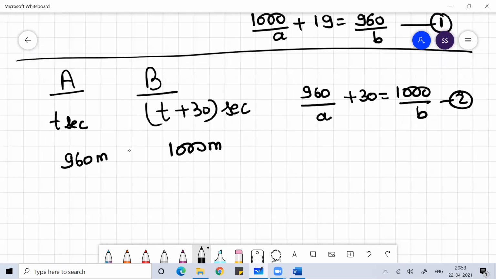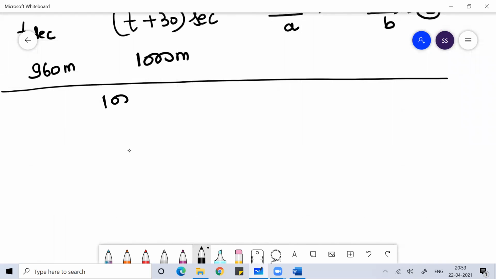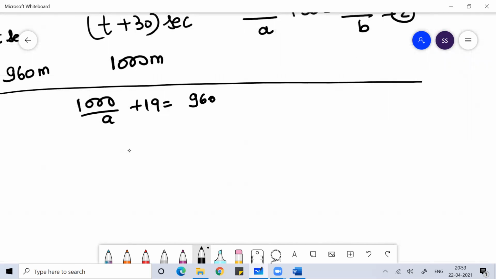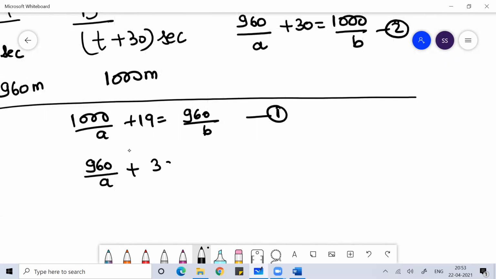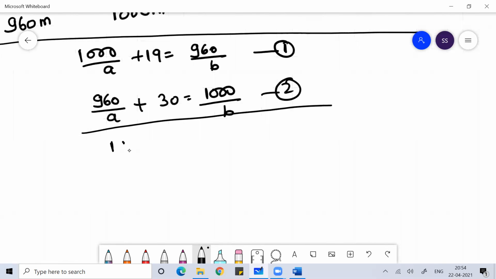So you have both the equations. Your first equation is 1,000 by A plus 19 equals 960 by B. The second equation is 960 by A plus 30 equals 1,000 by B. If you add both the equations, you get 1960 by A plus 49 equals 1960 by B.